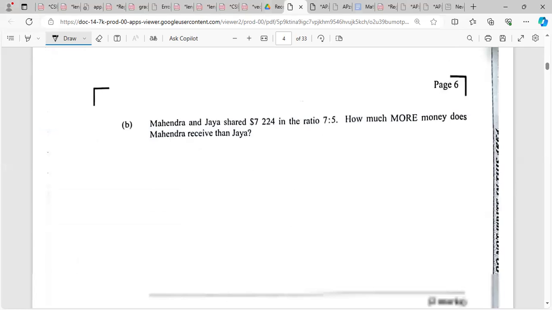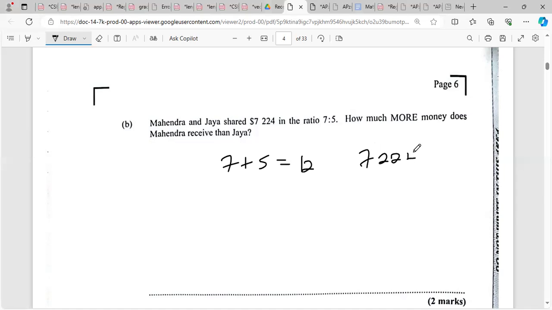Now Mahendra and Jaya shared 7224 in the ratio 7 to 5. How much more money does Mahendra receive than Jaya? So let us find the total ratio, which is 7 plus 5. So that works out to 12. So it's 12 shares, right? And then we're going to share that into 12 shares. So let's find out what's for one share.